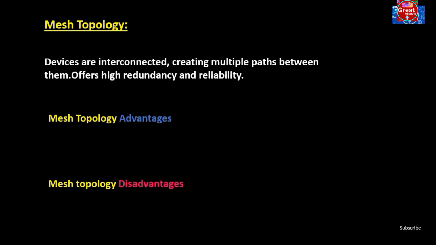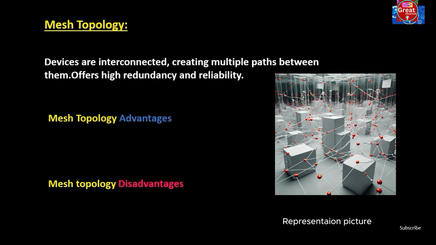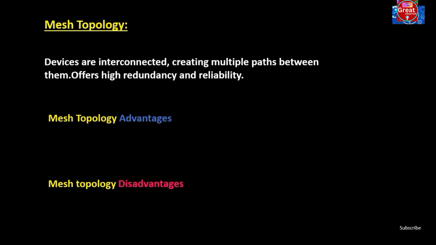Mesh topology limitations or disadvantages. Mesh topology comes with disadvantages, including the high cost of cabling and the complexity of design and installation. The extensive wiring required for every device to connect to every other device can be expensive and challenging to manage. Additionally, the maintenance and troubleshooting of such intricate networks can be time-consuming and resource-intensive.